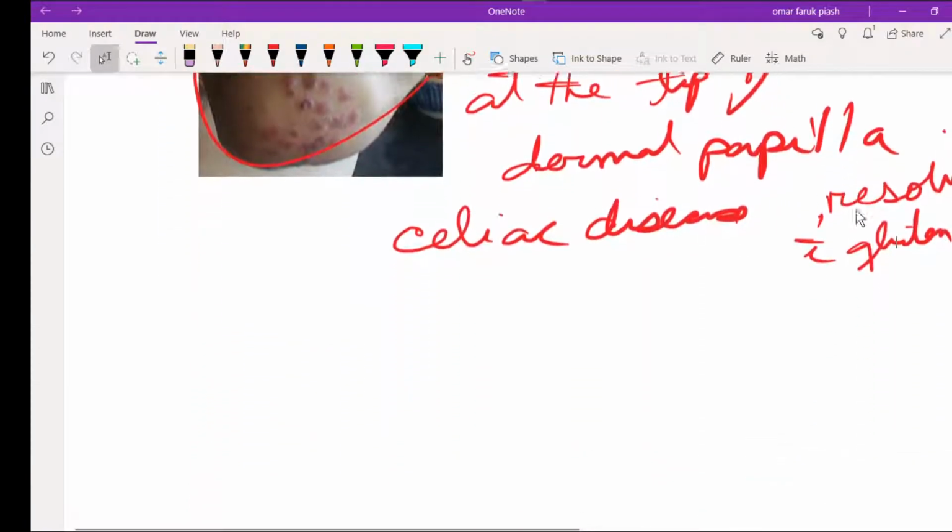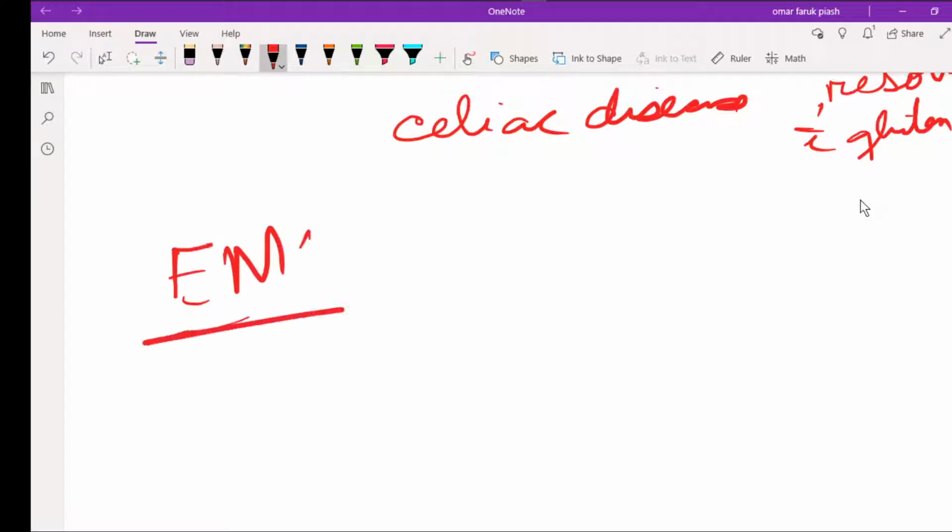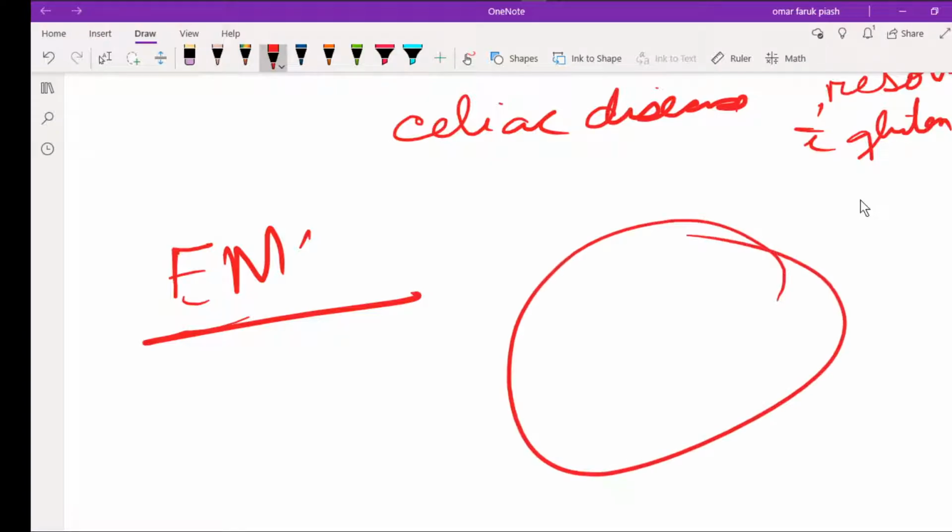And the next one is erythema multiforme. It's a hypersensitivity reaction characterized by targetoid rash with bulla. This targetoid appearance is due to central epidermal necrosis.